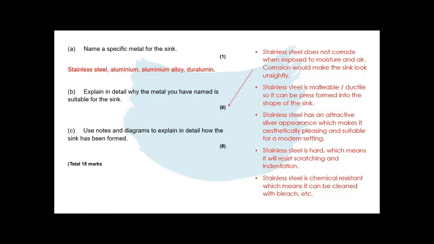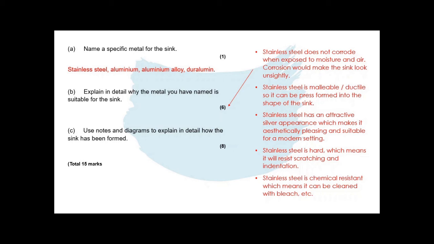So name a specific metal of the zinc, things like stainless steel, aluminium, aluminium alloy, beryllium. Most commonly people probably said stainless steel. So B, explain in detail why the metal you've answered is suitable. So if I say most people probably chose stainless steel, that's the one I would have gone for.